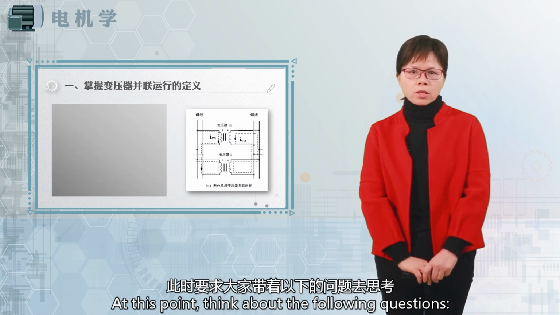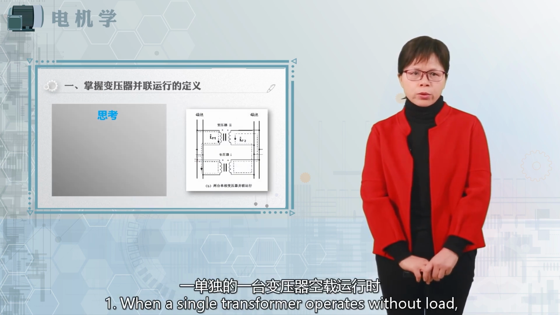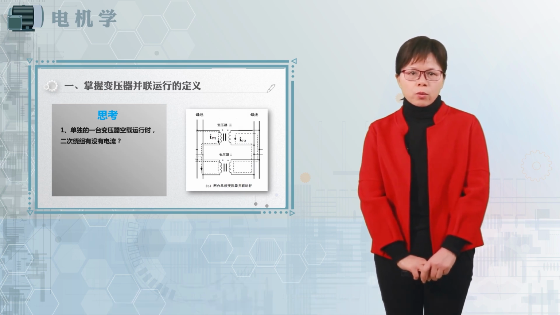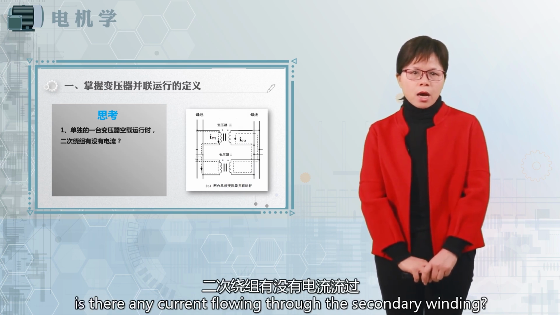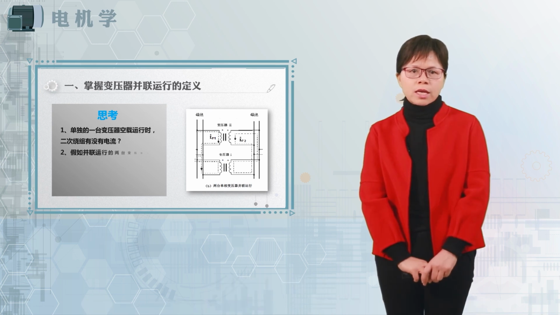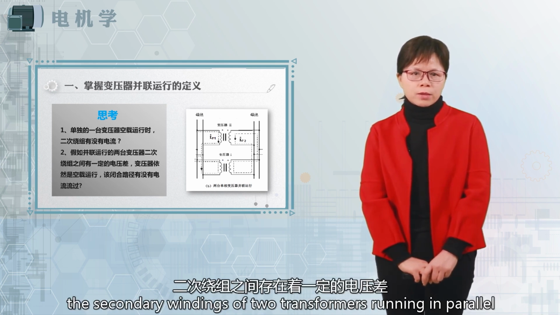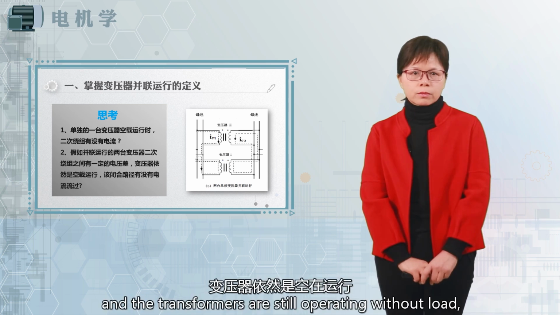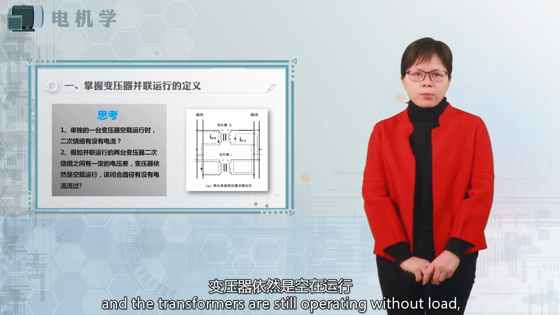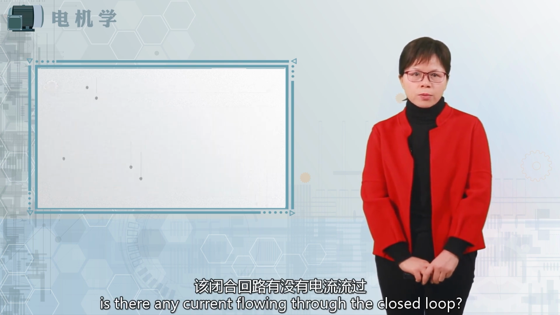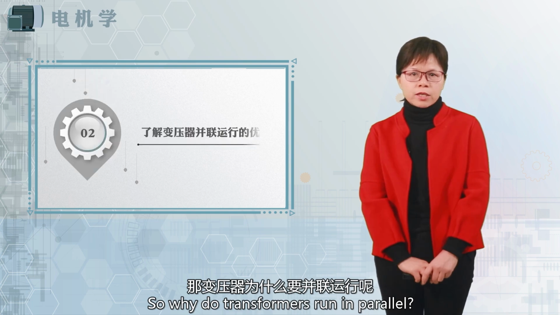At this point, think about the following questions. 1. When a single transformer operates without load, is there any current flowing through the secondary winding? 2. If there is a certain voltage difference between the secondary windings of two transformers running in parallel, and the transformers are still operating without load, is there any current flowing through the closed loop? So, why do transformers run in parallel?